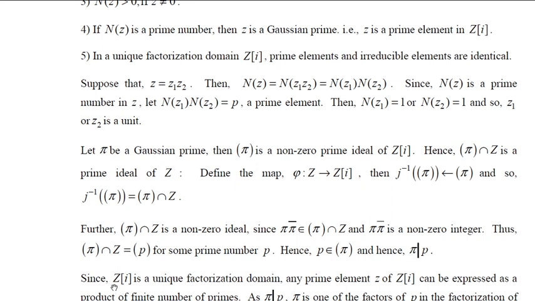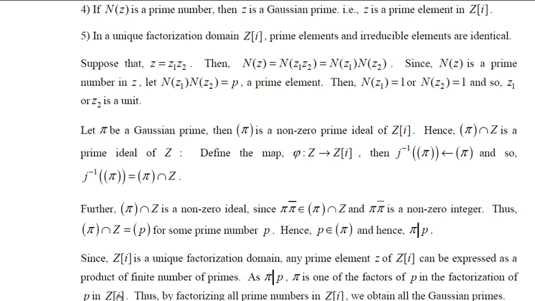Now since Z[i] is a unique factorization domain, any prime element of Z[i] can be expressed as a product of a finite number of primes. And since π is a Gaussian prime, as π divides p, π is one of the factors of p in the factorization of p in Z[i]. Thus, by factorizing all primes in Z, we obtain all the Gaussian primes.